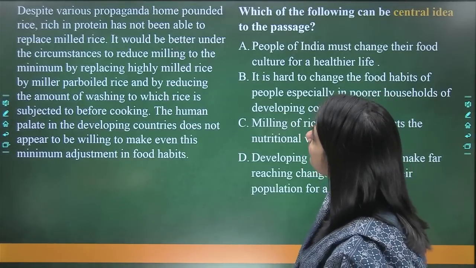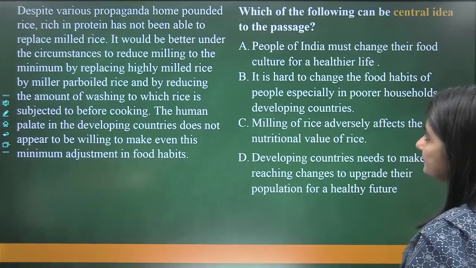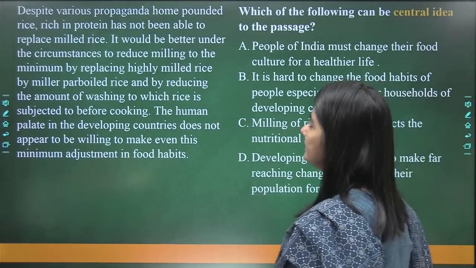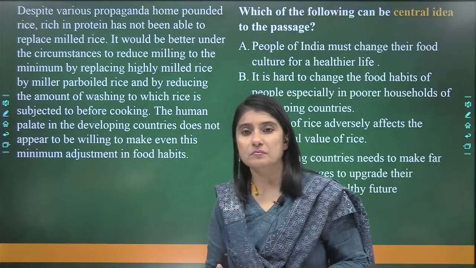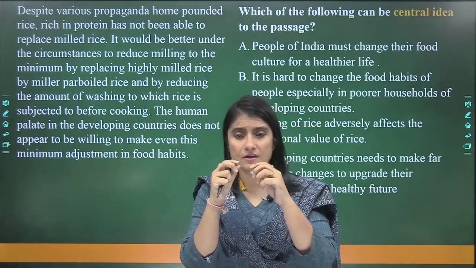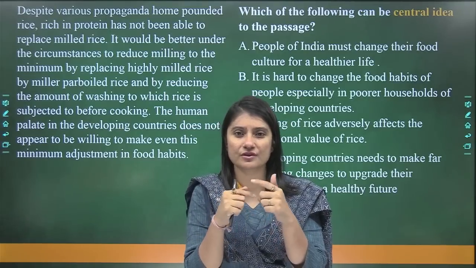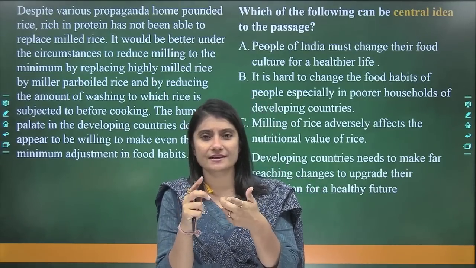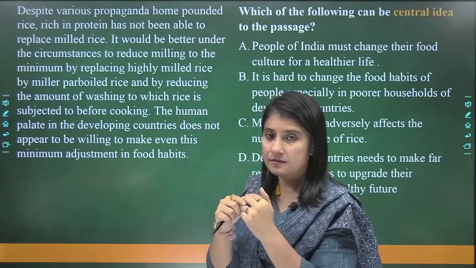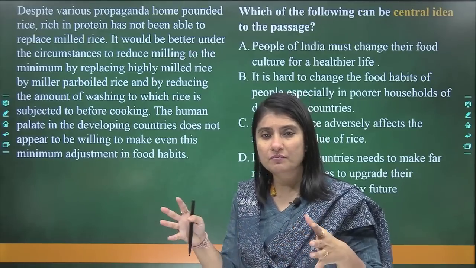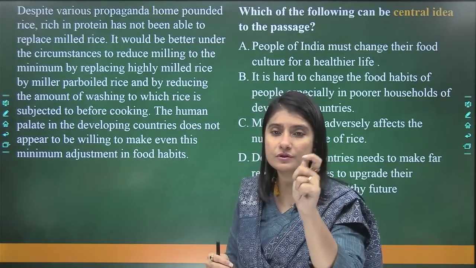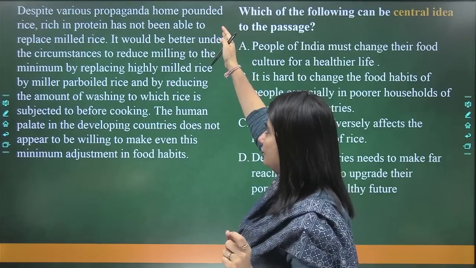Despite various propaganda, home pounded rice, rich in protein, has not been able to replace milled rice. Now, if you don't understand the meaning of pounded, it's fine. Milled rice, you will understand. Rice grows with a brown chilka cover on it, and then it's sent to the rice mills where they dehusk it, right? It's a husk, the brown husk. But traditionally there were no mills. People used to do that at their home. The polishing of the rice loses a lot of nutrients, and that's what the first line is talking about.